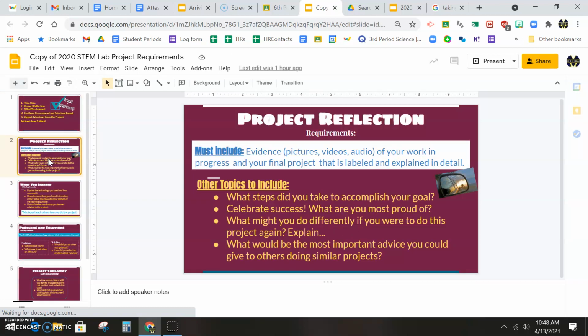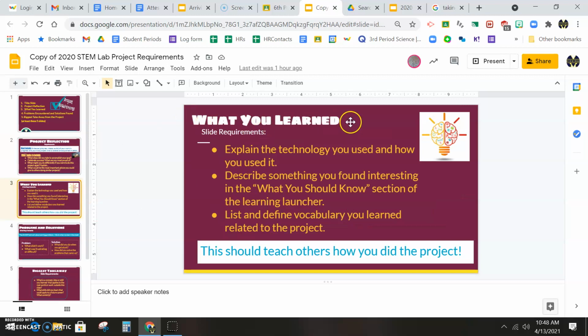So your title slide, and then a project reflection. This is where you're going to put your screenshots. So you're going to paste your screenshots on your project reflection slide, and then you can include any information about what you did to accomplish your goal, what you might be most proud of, or what you might do differently, and then your what you learned slide. Again, these purple slides tell you some ideas that you could put on there.